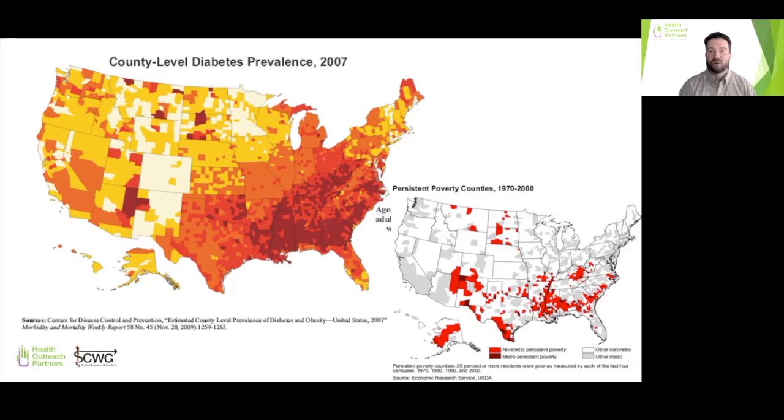And so we know that income is playing a role, that poverty is leading to, or at least correlated to, higher prevalence of disease. But what we want to do is know more about why this is happening. And that's what we're doing here with our structural competency work.